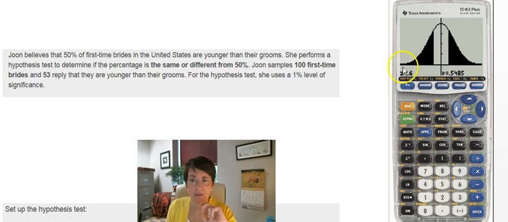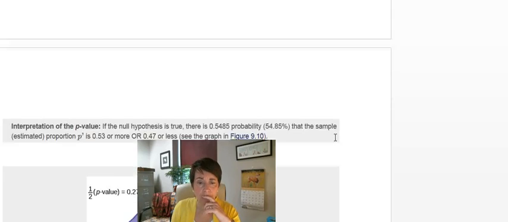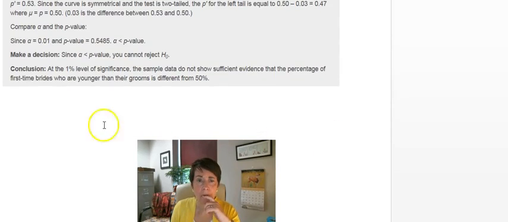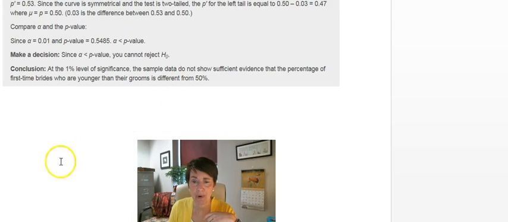So this conclusion that you can draw just from doing it on the calculator, I would go back to the same part where I was drawing my conclusion before and draw my conclusion. The level of significance that I was given is 0.01. My p-value, which I got on the calculator, is 0.5485, which is larger. Since the p-value is larger than my significance level, I cannot reject the null hypothesis. So that's how you would use a calculator for this particular type of problem.